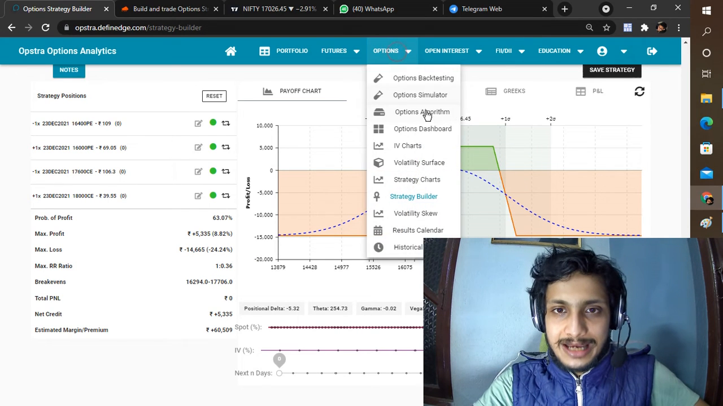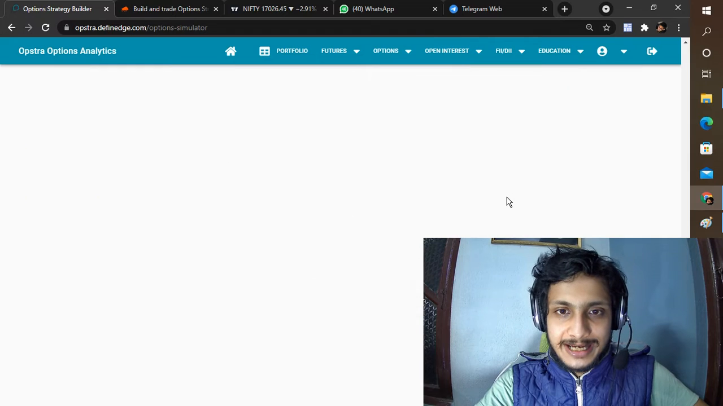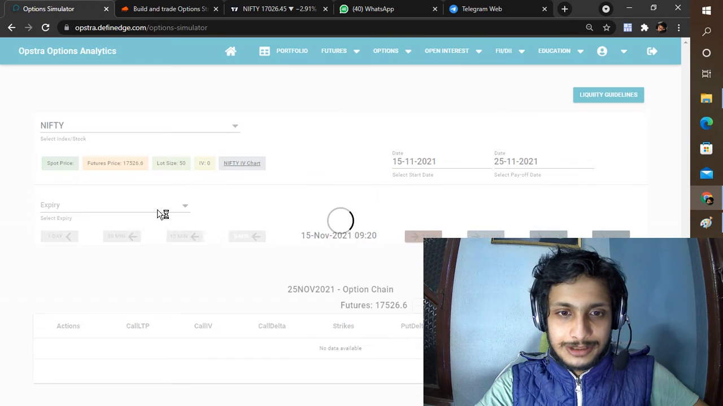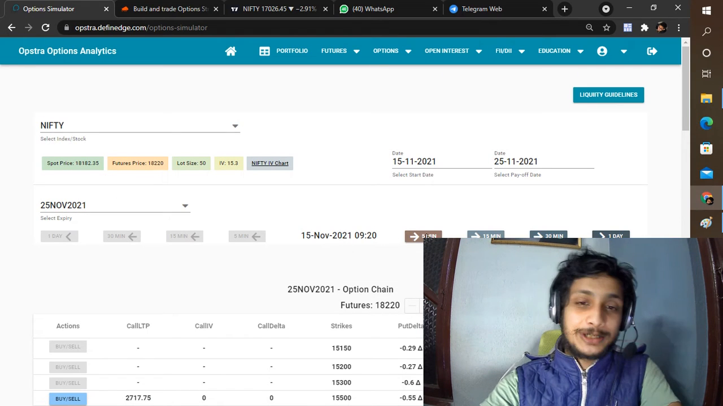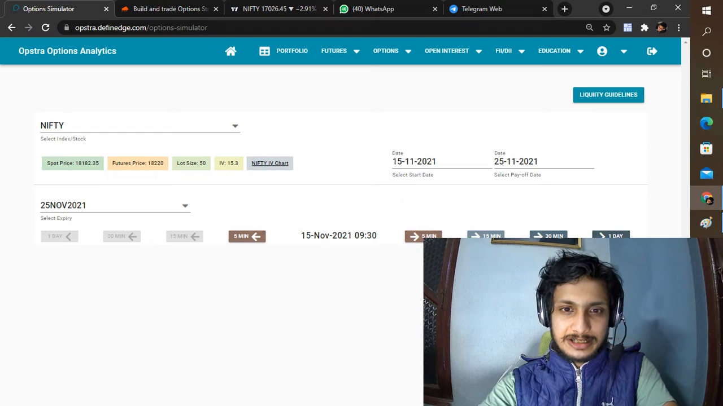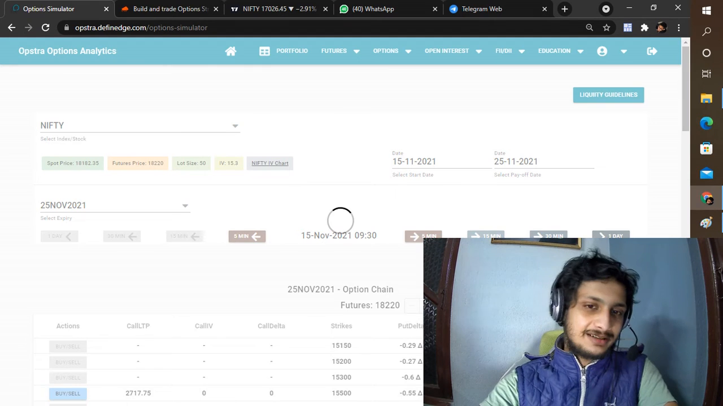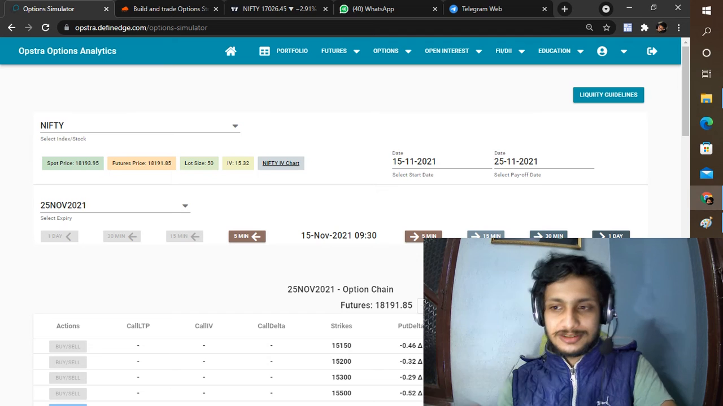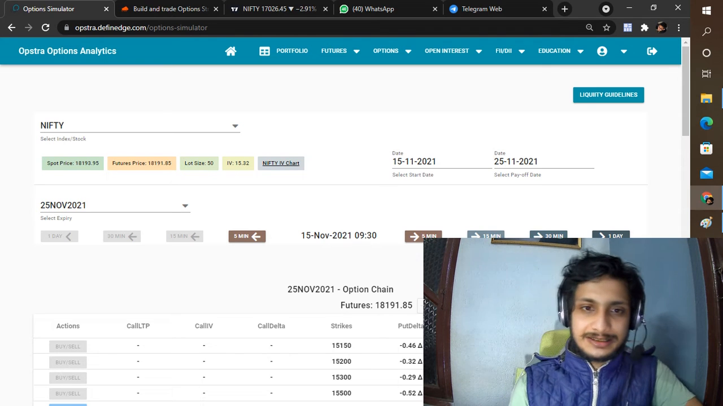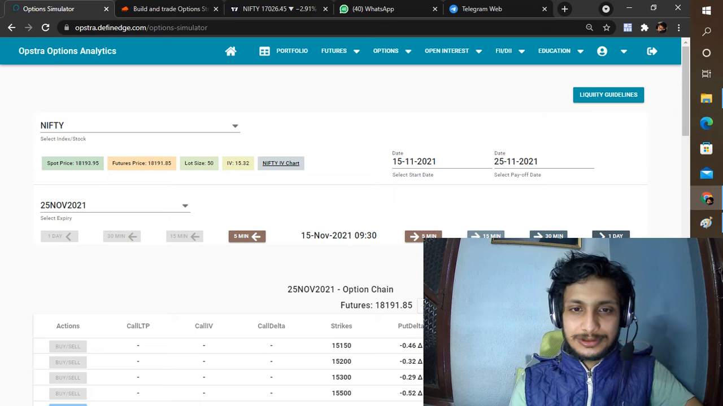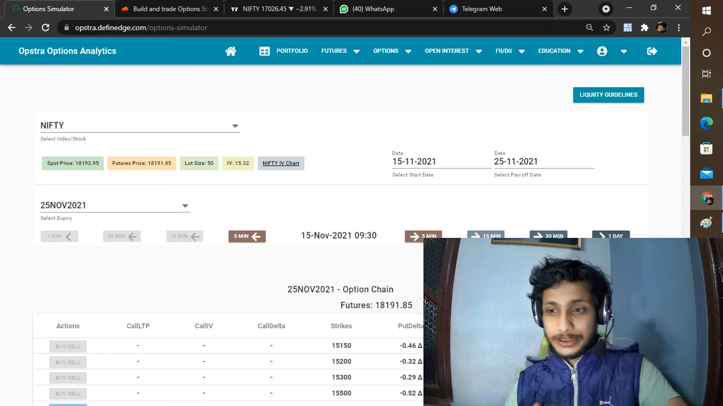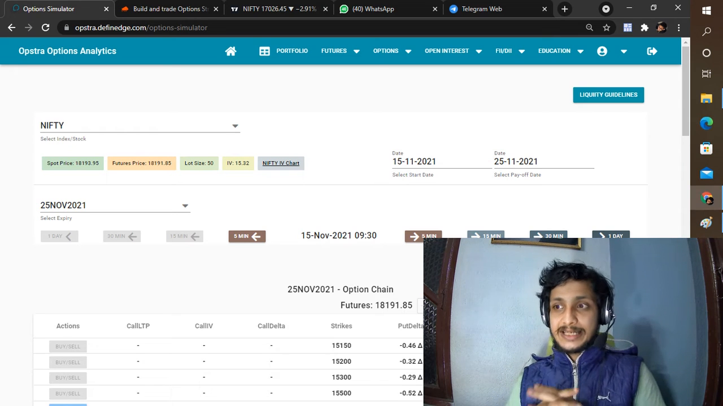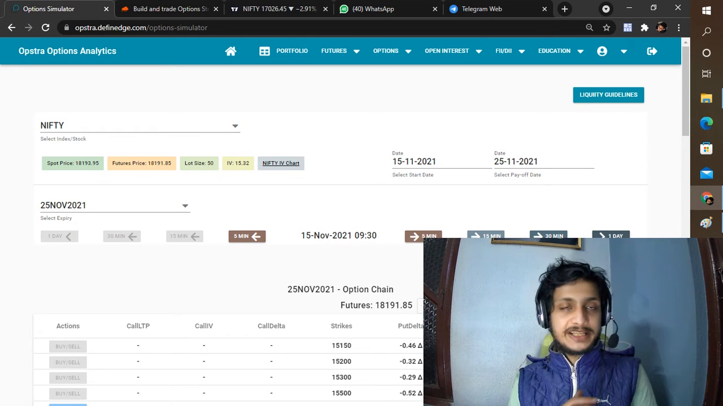So here I will go to the option simulator, and already the 25 November expiry option is selected over here, and it's 15 November 9:20 am. I usually prefer taking trades at the opening hours of the market. This is because during the opening hours the volatility is usually higher, and due to this we get a greater credit, a greater price for the options. Whenever we are selling options, we are selling them at a greater price due to the volatility impact. So I usually prefer taking positions in the morning.